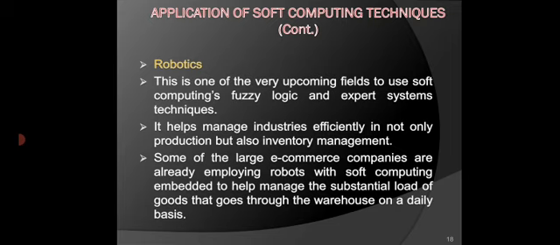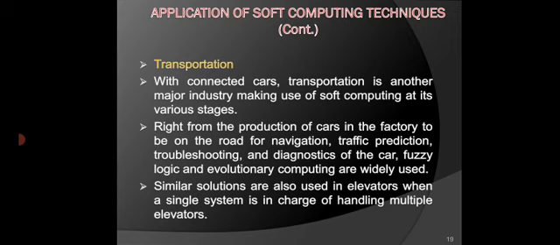Let's see robotics. This is one of the very upcoming fields to use soft computing and fuzzy expert systems. It helps manage industrial efficiency, not only in production but also inventory management. Some of the large e-commerce companies are already employing robots with soft computing embedded to help manage the substantial load of goods that go through the warehouse on a daily basis. Transportation. With connected cars, transportation is another major industry making use of soft computing.